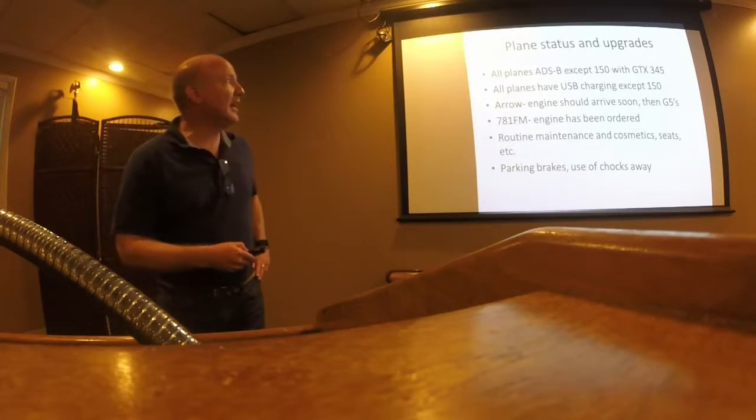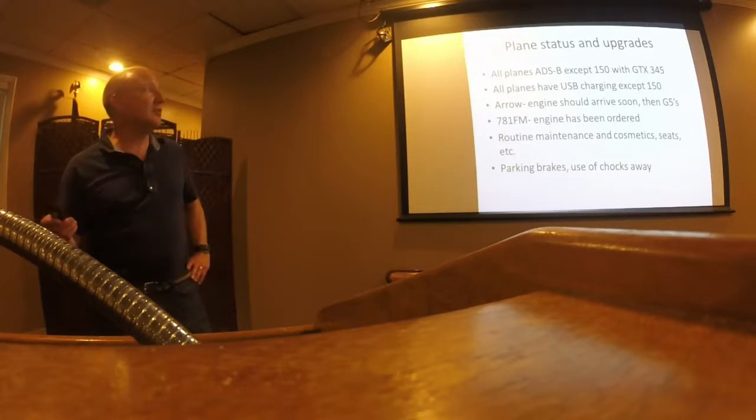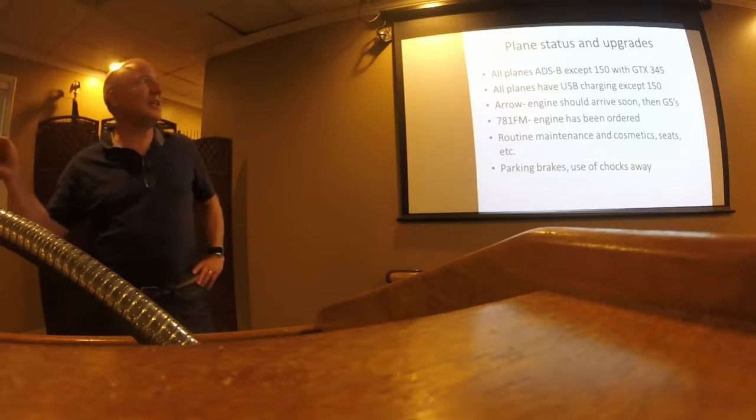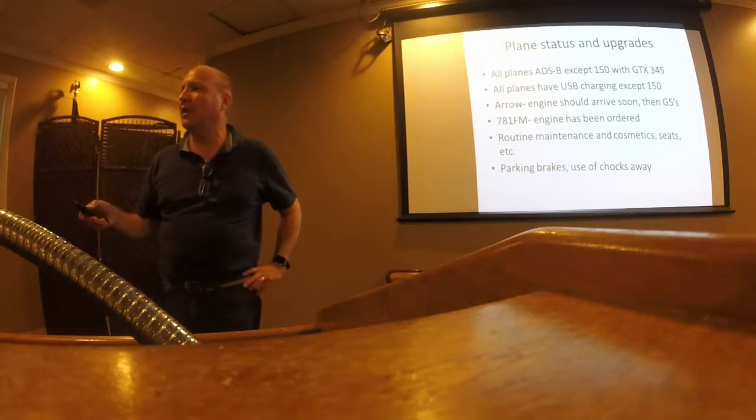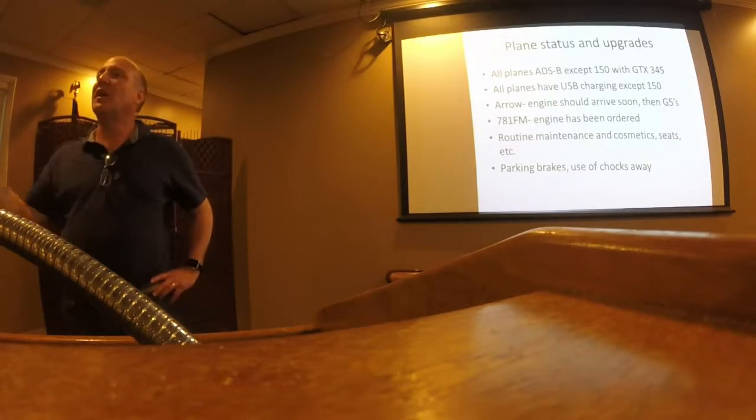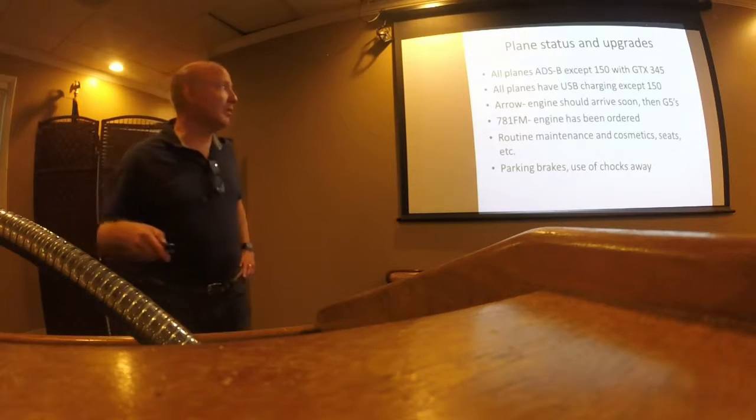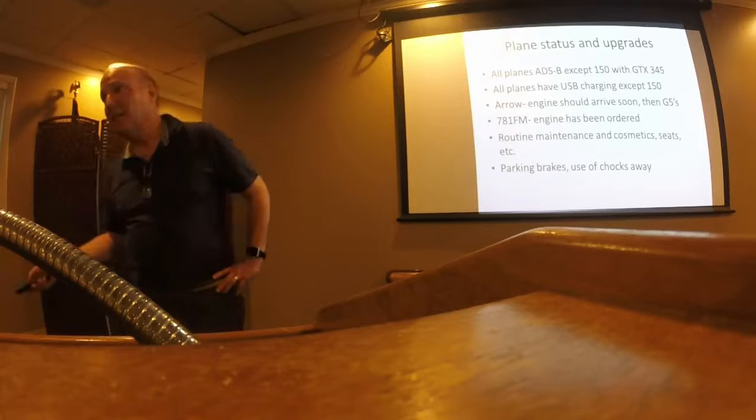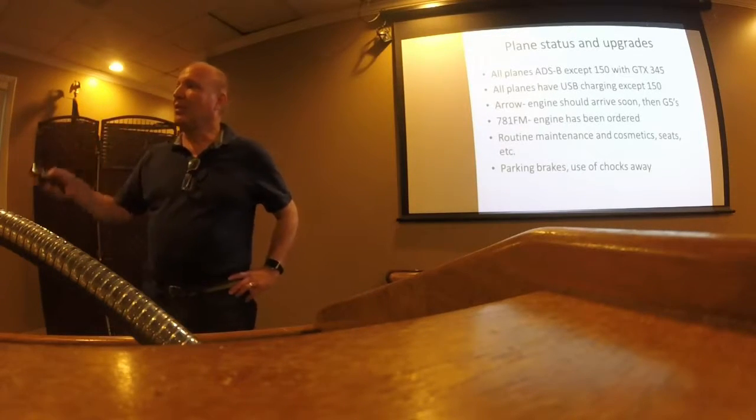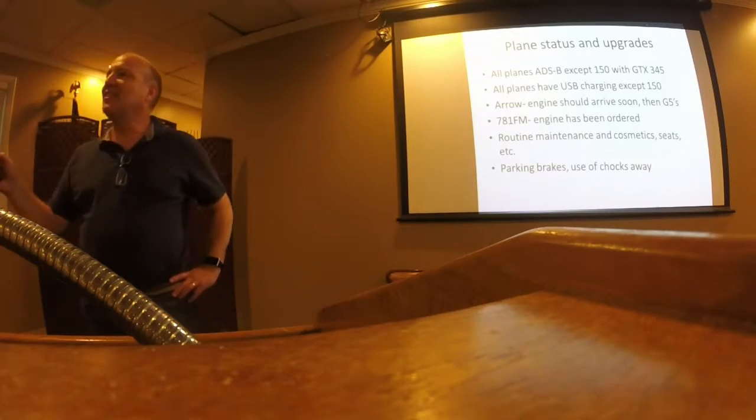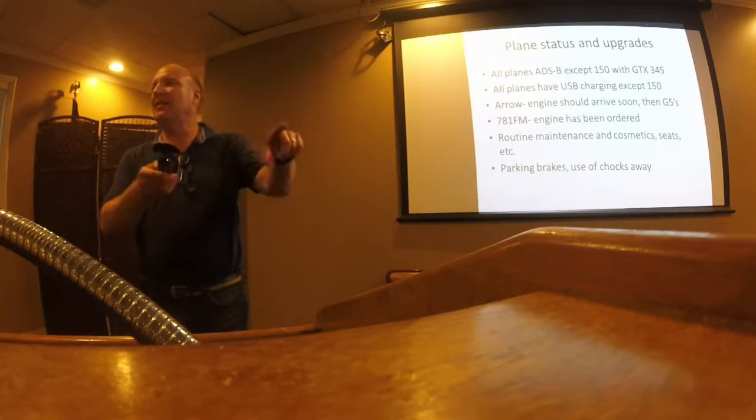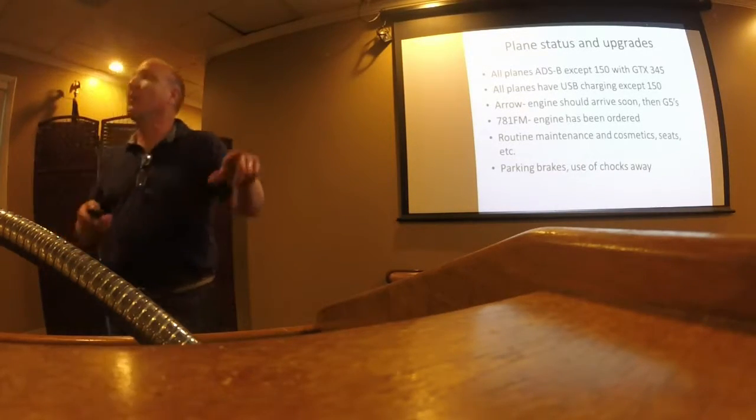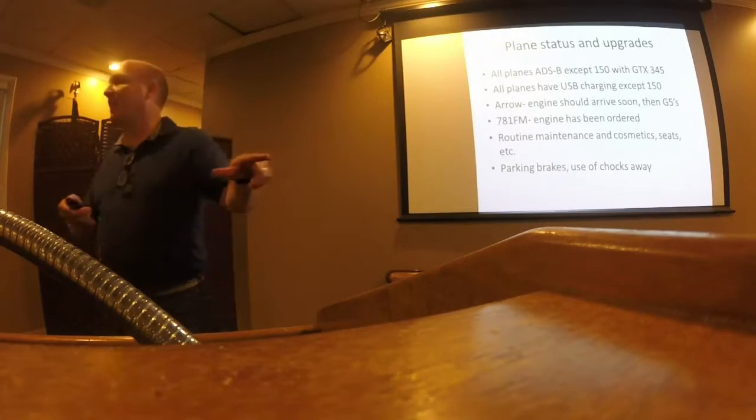Okay, plane status. All the planes are ADS-B except for the 150. The 150 should be getting a Garmin 430 and a GTX 345 and become IFR capable. The Aero engine should arrive hopefully next week. I believe we'll get it installed. I don't know if we'll be able to get it into the avionics shop for the G5 install then. If not, we'll fly it until we can get that done.